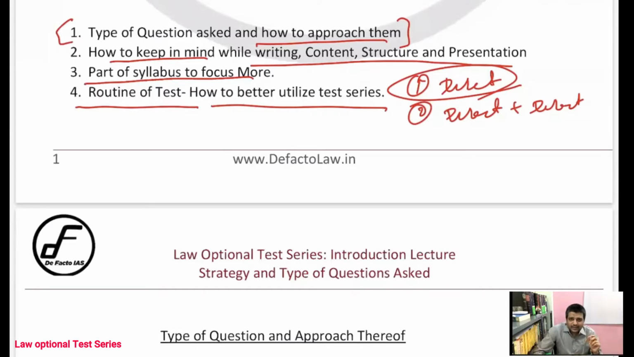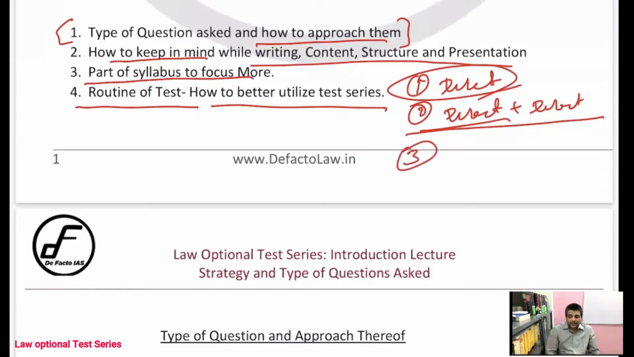Now, the second type of question is direct plus direct. They take 2 topics and club them. Murder might be clubbed with crime against women, or crime against the human body. Similarly, the negligence topic might be connected with the damages topic. So they take 2 topics of the same syllabus, of the same subject, and connect them. That is your direct plus direct. I will show you the questions as well, so that you will be able to identify.